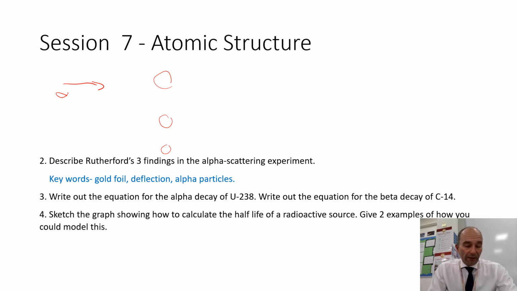The third activity is to write out the equation for the alpha decay of uranium-238, and then write out the equation for the beta decay of carbon-14. Finally, we'd like you to sketch a graph showing how to calculate the half-life of a radioactive source, and give 2 examples of how you could model this as well. The reason is that they come up in exam questions frequently.